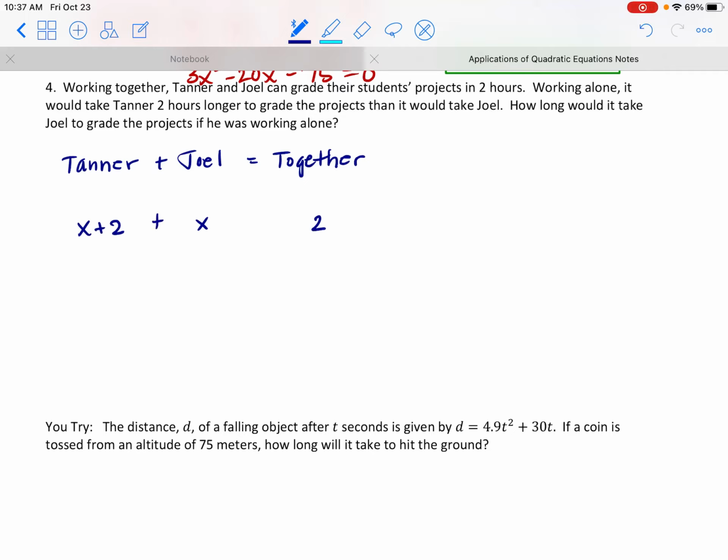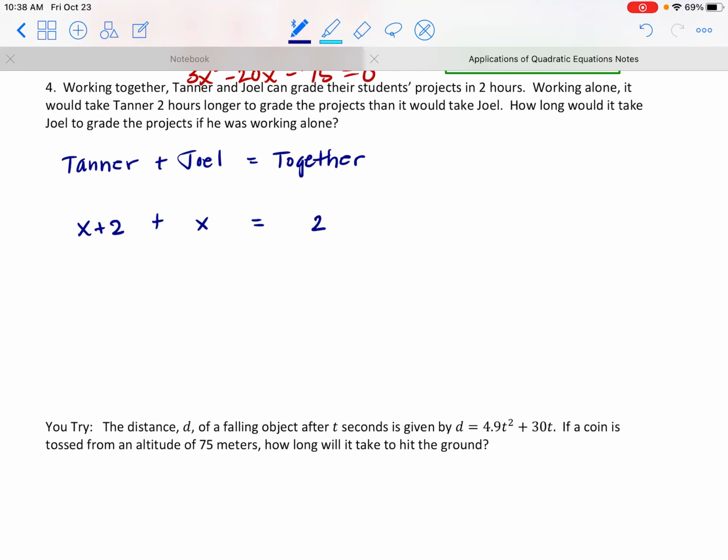Now, if I left the equation like this, it's not going to give us a reasonable answer. It would give us 2x plus 2 equals 2, which would mean 2x equals 0, and that would mean x equals 0. No, it's not going to take Joel 0 hours to grade the projects. I know he's faster than Tanner, but he's not that fast, okay?